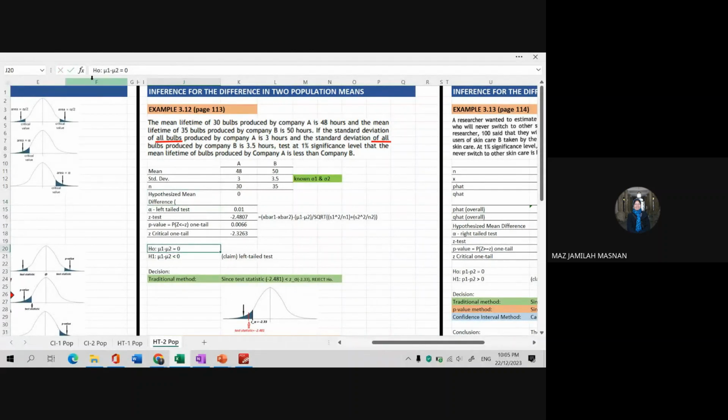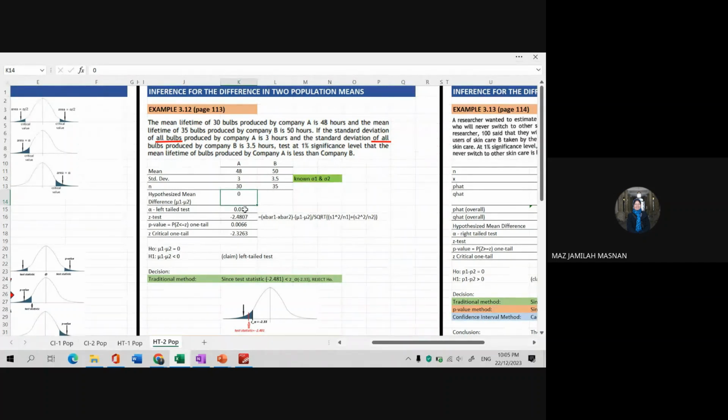Okay, this one is the mu1 minus mu2. When we say the hypothesized mean, it is mu1 minus mu2. Now, in this case, the tested value is 0, which reflects that when less than 0, it means that mu1 is smaller than mu2. That's how we reflect from this particular last sentence.